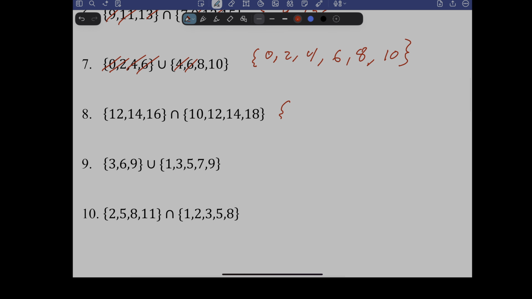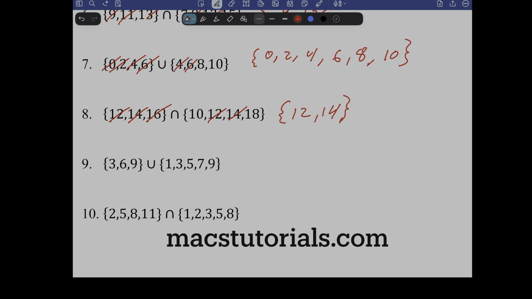Number 8, I want to find out where they're together. Let's see. Does 12 have a friend? Yeah, 12 and 12. We can intersect those. How about 14? There's 14. Hey, they got friends. They can be in there too. Then let's see, 16. Does he have a friend? Oh, nope. So we're going to be done there. And the answer is just 12 and 14.